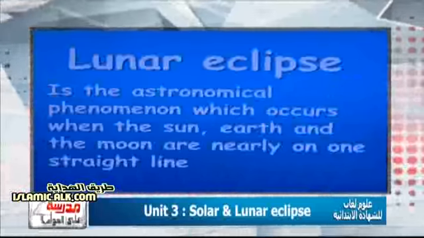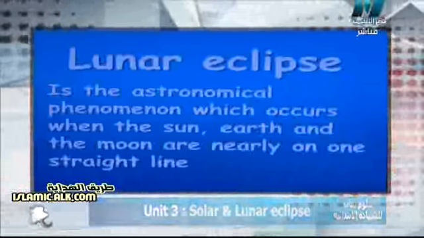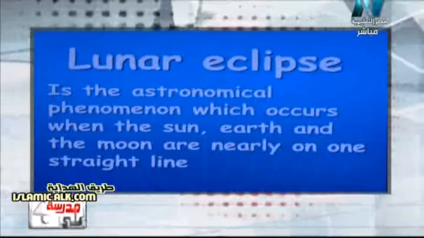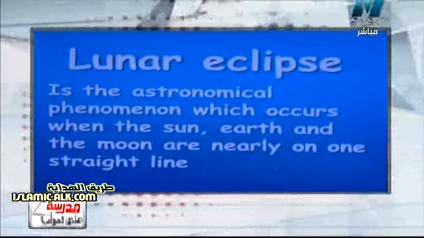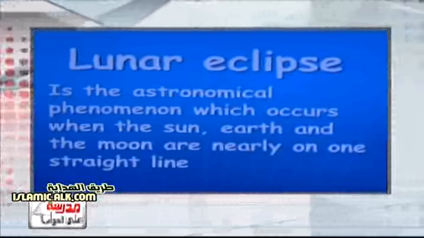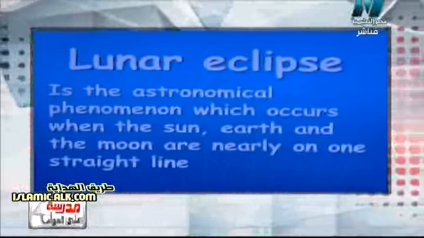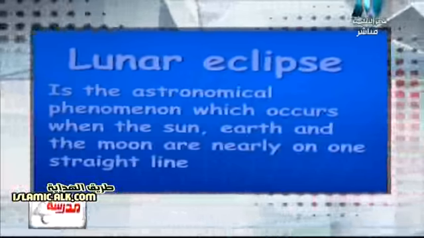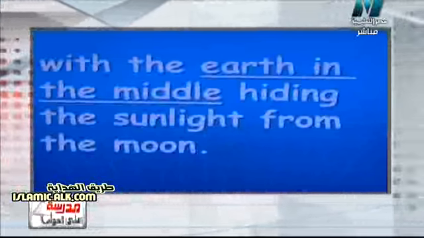What's meant by lunar eclipse, or khusuf al-qamar as we will call it? It's the astronomical phenomenon which occurs when the sun, Earth and the moon are nearly on the same straight line. The same condition exactly as before. But what is the addition, or what is the difference between the lunar and solar? With the Earth in the middle hiding the sunlight from the moon. This time the Earth is the one hiding the sunlight from the moon, as if the Earth is taking revenge from the moon.